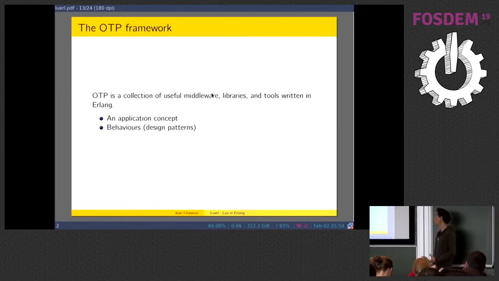When you develop Erlang, there is this thing called the OTP, which is basically the framework that you use if you are an Erlang developer to make your things. It's a collection of libraries and tools. It basically gives you the concept of an application and different behaviors like finite state machines, the client and server abstraction. You have supervision trees and that sort of things.